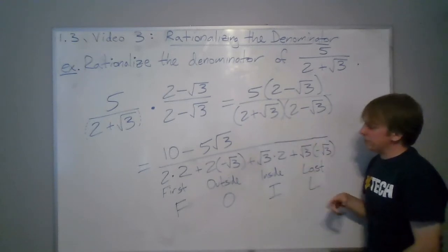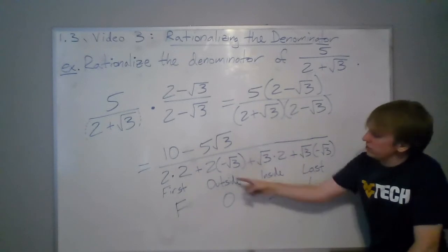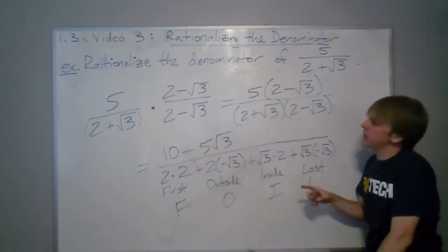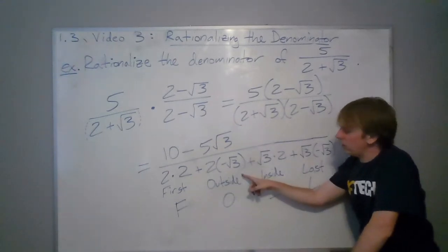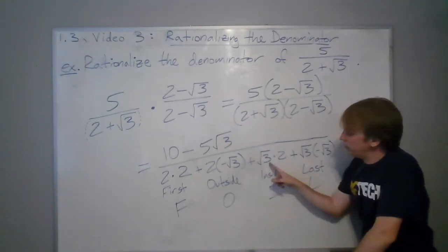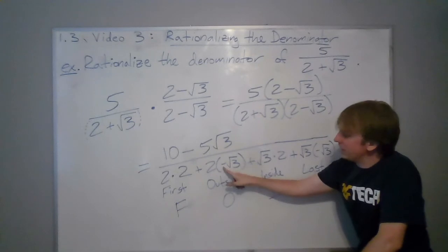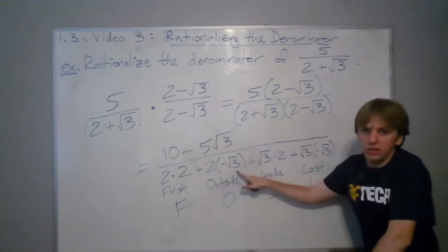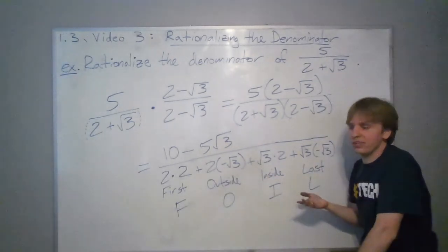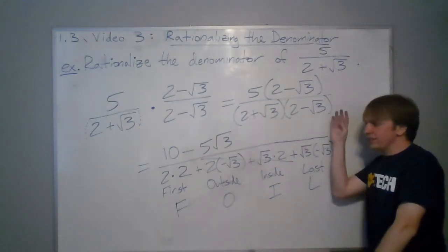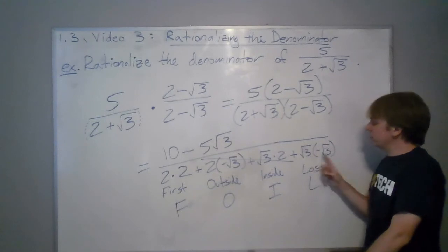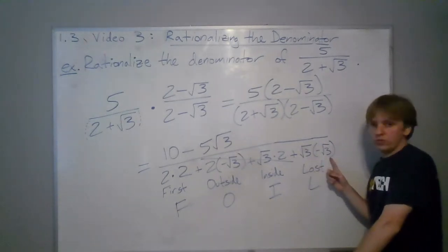Neat thing that's going to happen though is notice our outside and our inside. The reason we picked the same thing with the opposite sign is when we actually find our outside and our inside, this is 2 times the square root of 3, this is negative 2 times the square root of 3. Those two are negatives of each other, they should add up to 0. So they're going to disappear. This one, square root of 3 times square root of 3, is just going to be a 3.